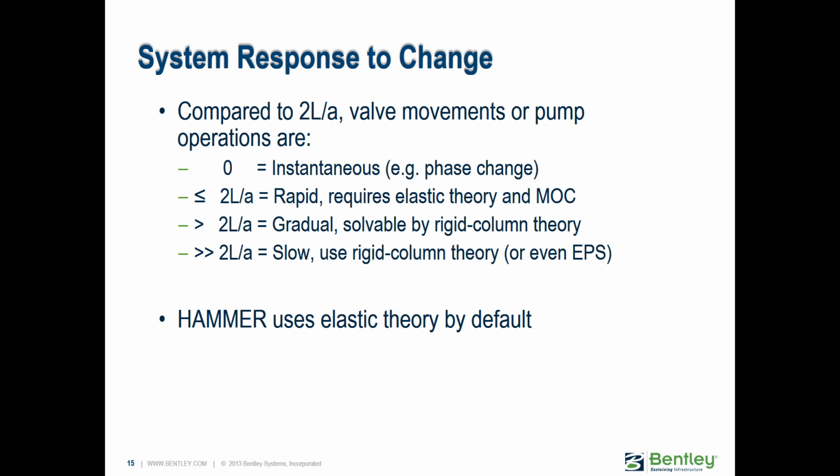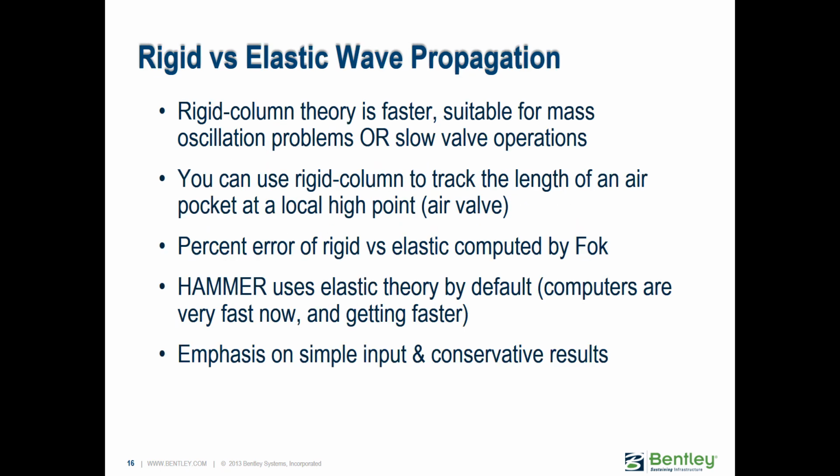Now, when we refer to elastic theory versus rigid column theory, we're going to talk about that a little bit, but Hammer is always using the elastic theory as far as calculating transients. So rigid column theory is a faster method to solve, and definitely suitable for things that are happening more slowly.